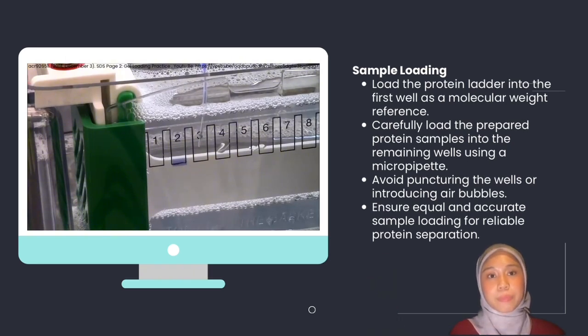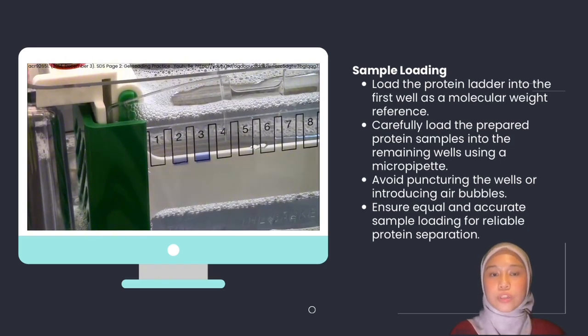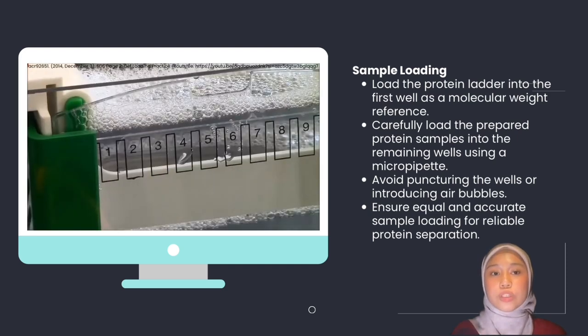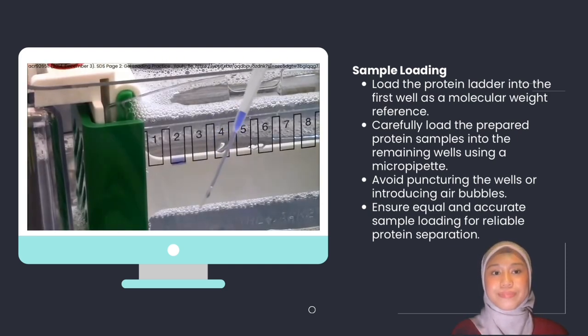The pipette tip is placed just inside each well and the sample is dispensed slowly to avoid damaging the gel or introducing air bubbles. Careful loading is important because it ensures accurate protein separation during electrophoresis. Once all the samples have been loaded, the gel is ready for electrophoresis, where the proteins will migrate through the polyacrylamide gel and separate according to their molecular weight.